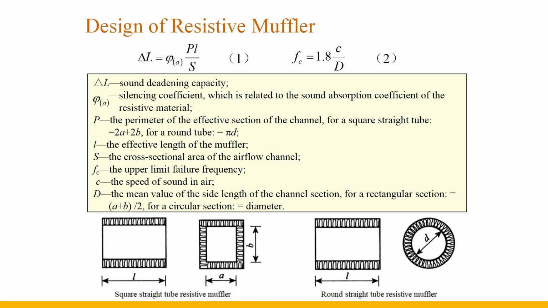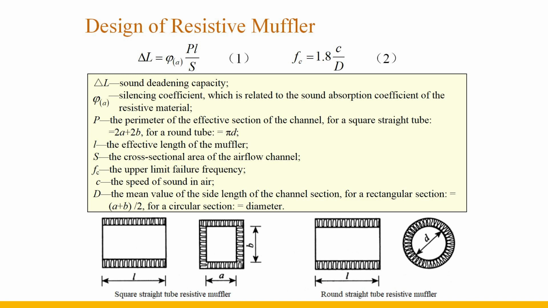Picture A is a square tube type, and Picture B is a round tube type. Formula 1 is the calculation formula of the sound deadening capacity, and Formula 2 is the calculation formula of the upper limit failure frequency. The upper limit failure frequency refers to the frequency at which the silencing coefficient decreases significantly. Because the noise elimination coefficient is not only related to the sound absorption coefficient of the material, but also to the specific acoustic impedance, absorption frequency, channel cross-sectional area, and other factors of the material.